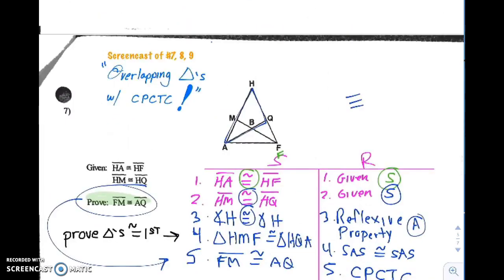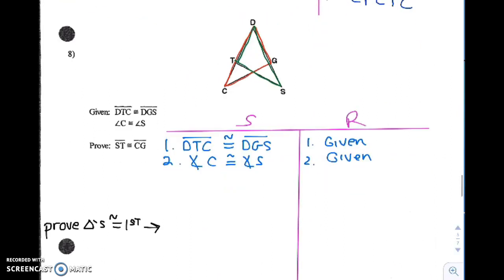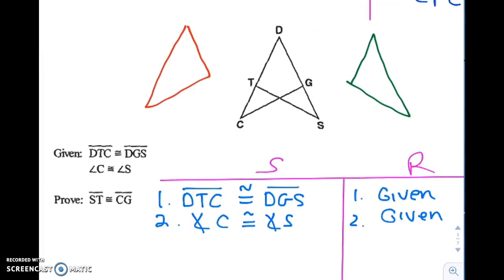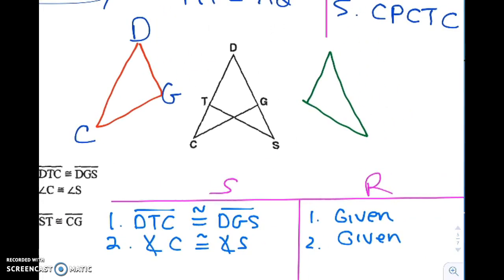Okay, on number 8, you see I highlighted both overlapping triangles again. Very similar to the picture we had above, not a whole lot different than that one. I am going to pull this one apart and take this one apart. And then maybe we should rename them, right? D is up here, C is down here, G is right there. And on this one, again, it's D at the top, T halfway down, and S in this corner.